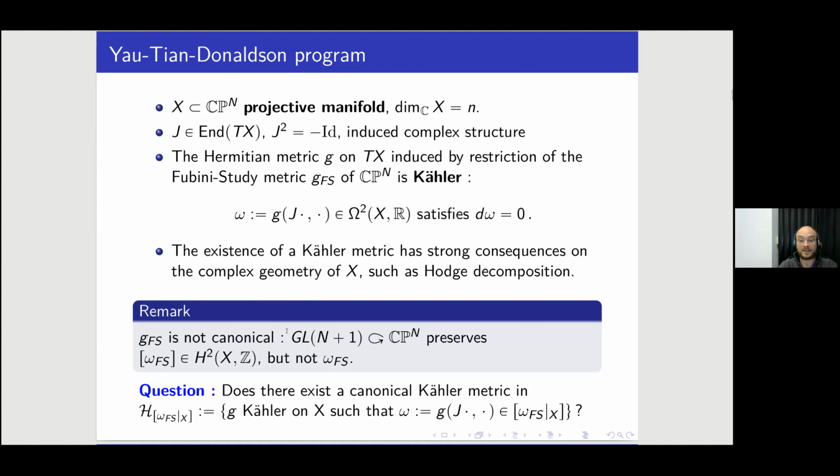So the basic question of this talk and of the Yau-Tian-Donaldson program is the existence of a canonical Kähler metric in the space of Kähler metrics in a given cohomology class, which I take here to be this specific cohomology class, the projective class. Among all these Kähler metrics, is there a better one which has remarkable properties, and such that with these properties, it will have even stronger consequences on the complex geometry of X? So it will be an even better tool for the complex geometry of X.